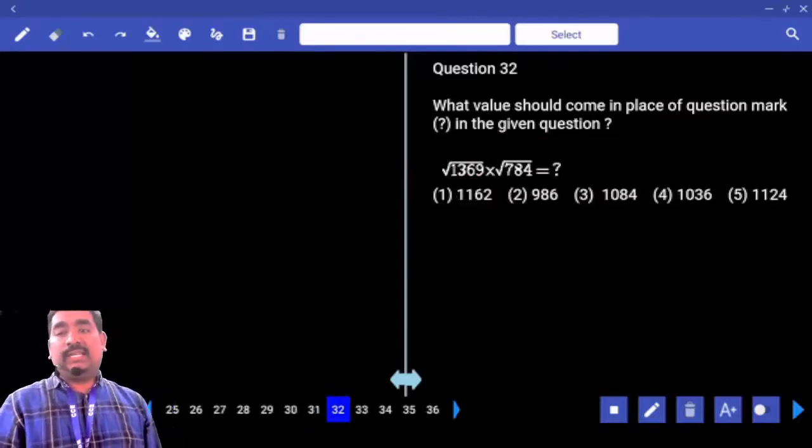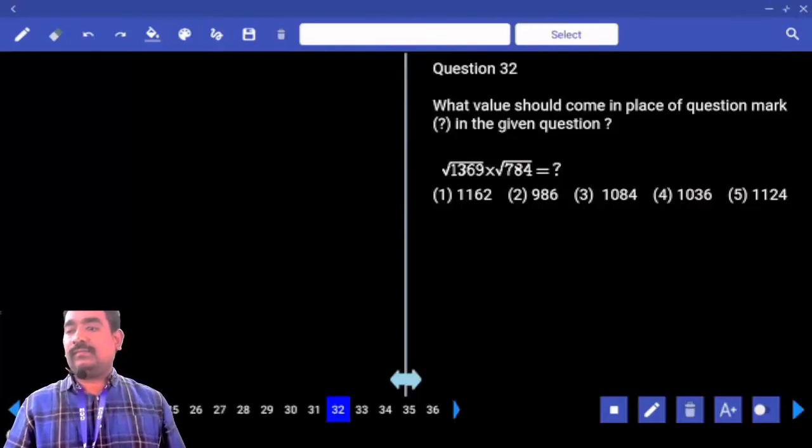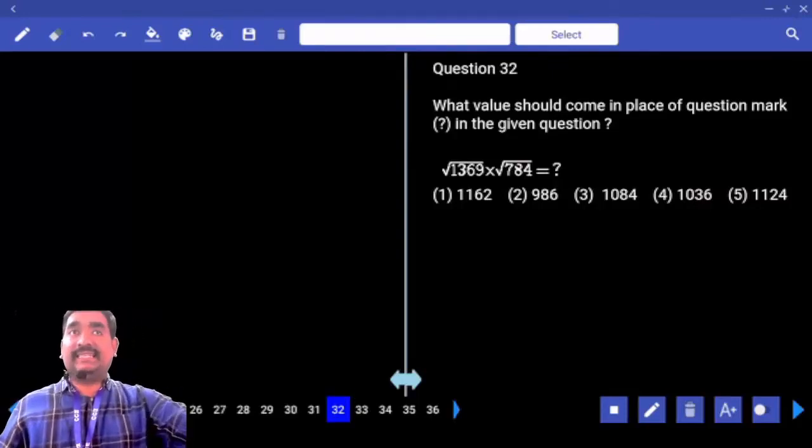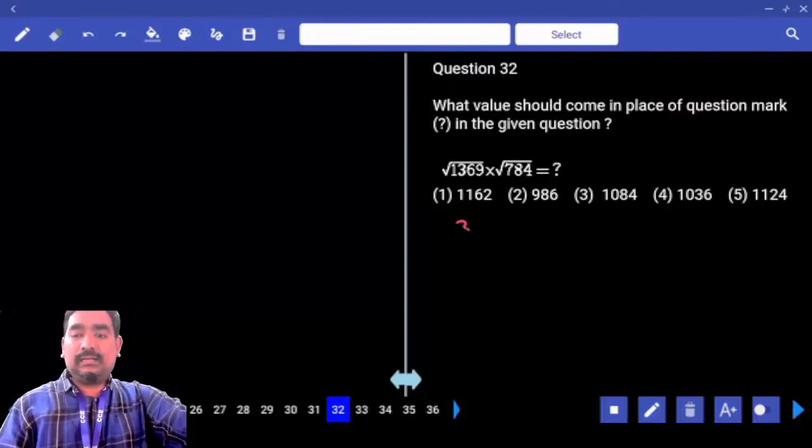Square root of 1369. 30. Square root of 784.